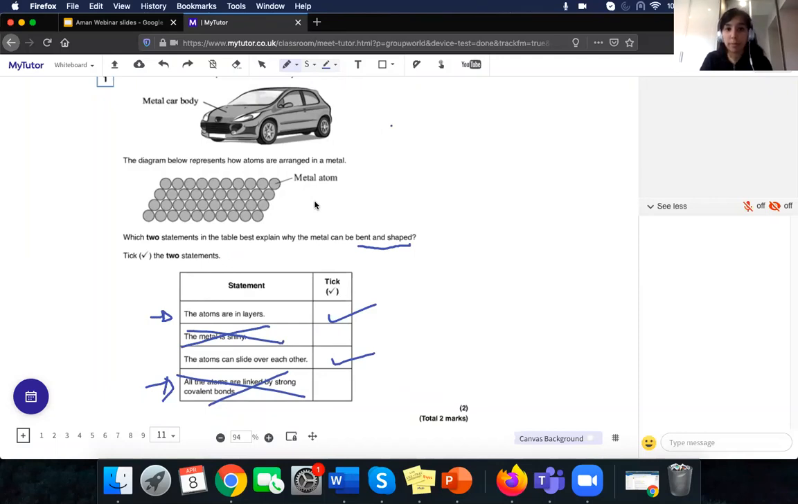Hi, Aman. I've seen a few questions that I can feed through to you if you'd like. One is, are fullerenes and carbon nanotubes all giant covalent structures? Okay, very good question. So they do count as giant covalent structures, yes.